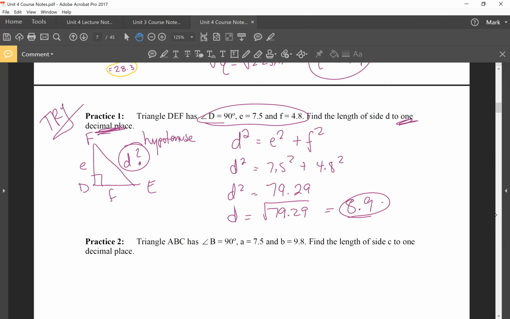For the people who said 9 or 9.0, that's fine. But it does say in the question 1 decimal place in both questions. So there we go.